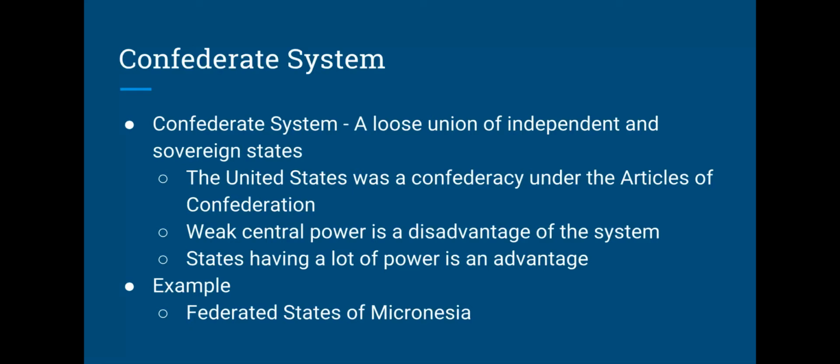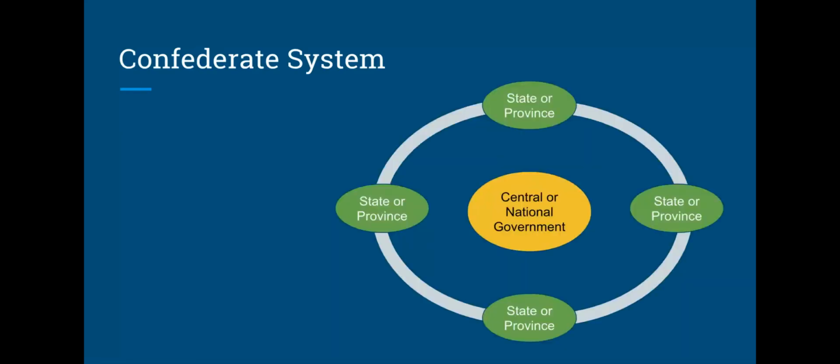One of the biggest problems with this is there's a weak central government. They can't really enforce the decisions that they make. One strength of a confederate system is that the states actually have a lot of power. An example today would be the Federated States of Micronesia. Here's a diagram that shows you how a confederate system looks. The central government, or the national government, is in the middle with the surrounding states being connected and having more power than the national government.